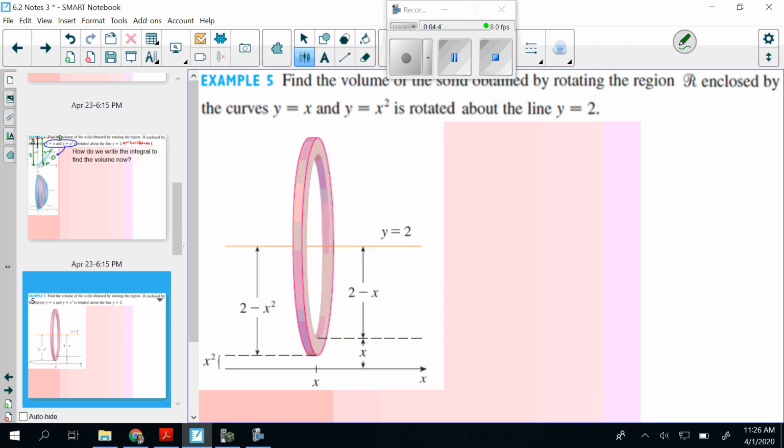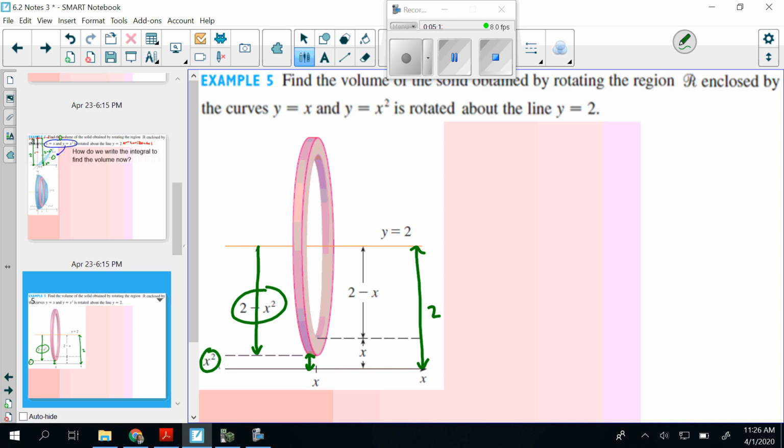Here's kind of this on this picture, so same idea here. We know that this distance here is 2. The distance from here to here is going to be x squared. So that means the distance of this outside radius here would be 2 minus x squared.